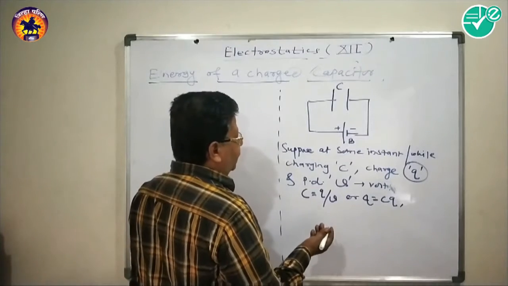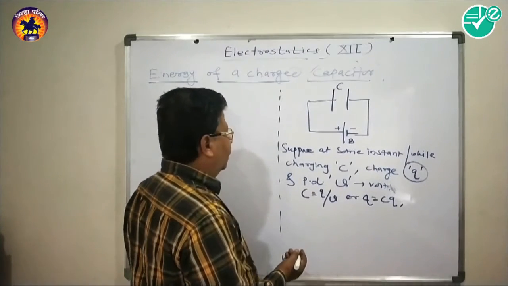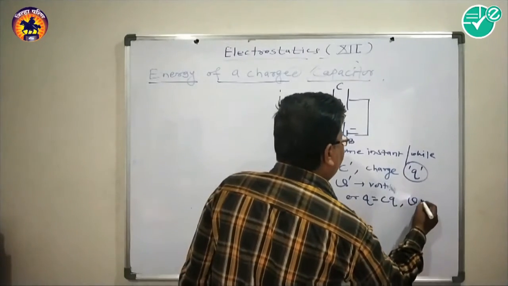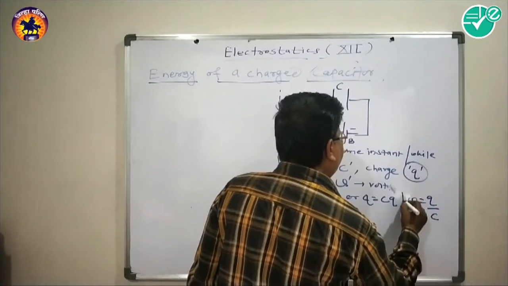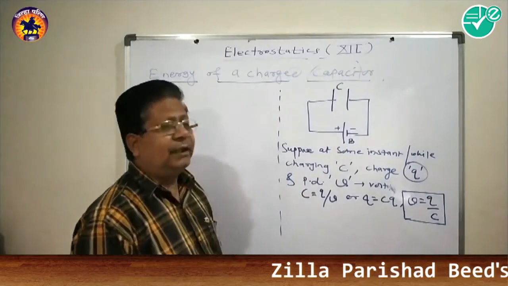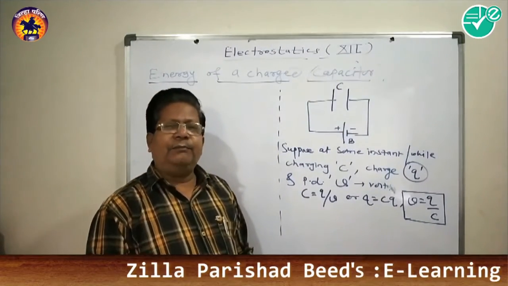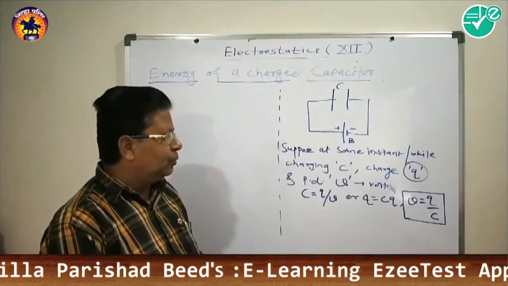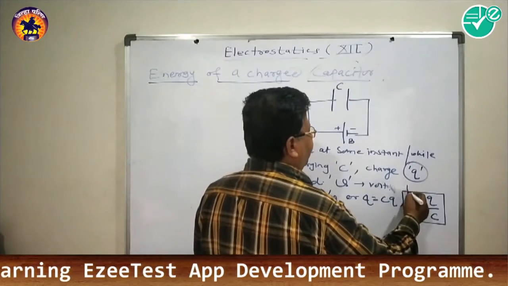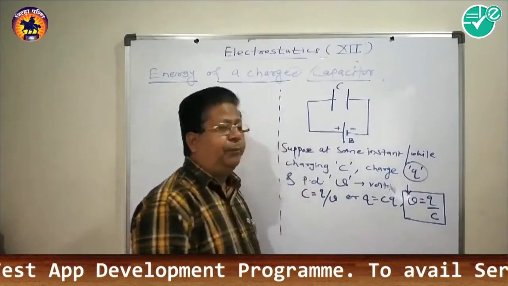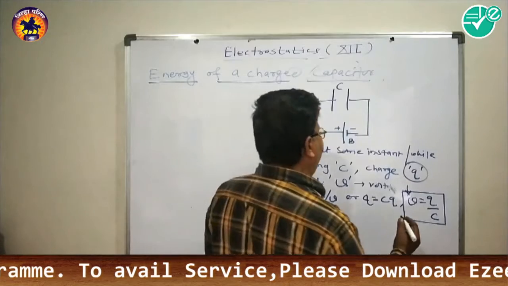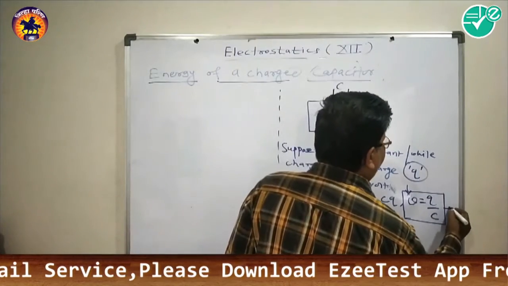Or we may write in the third form, V is equal to Q by C. So, while charging the capacitor, at some instant of time, due to charge small q on the plates of the capacitor, the electric potential between the plates of the capacitor is V, which is equal to Q by C. So this is equation number 1.